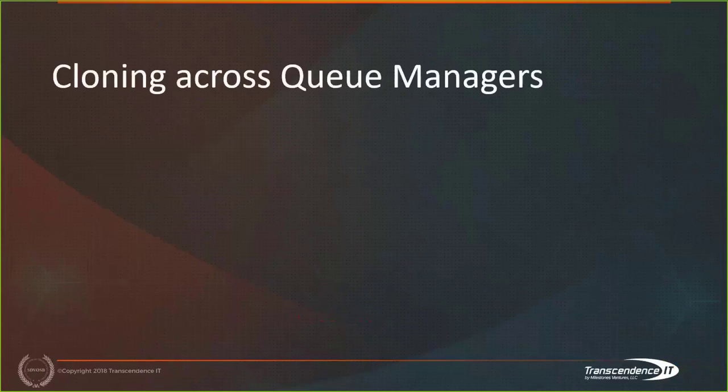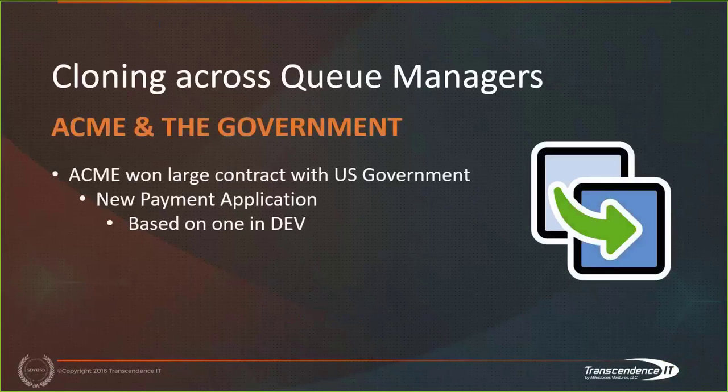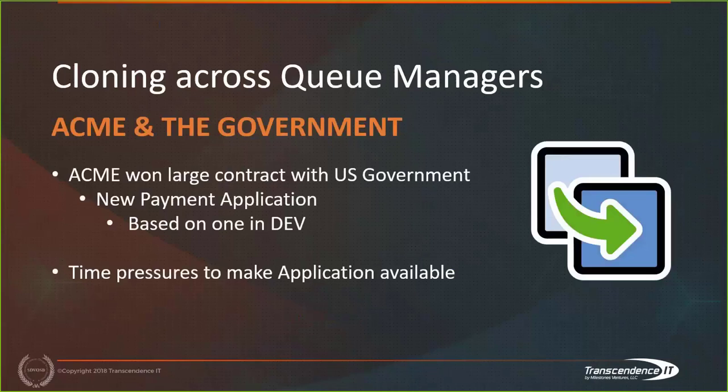Hi, this is Barry again. 2 weeks prior to the deployment of the new payment application, Acme won a large contract with the U.S. federal government to provide services. A special version of the payment application was being developed for the federal government contract. This application was based on the new payment application, which was nearly ready for production deployment. The availability of the government payment application was stated to be 1 month from today in the contract with the federal government. The project is currently 2 weeks behind schedule.